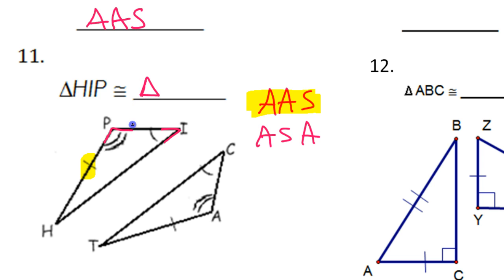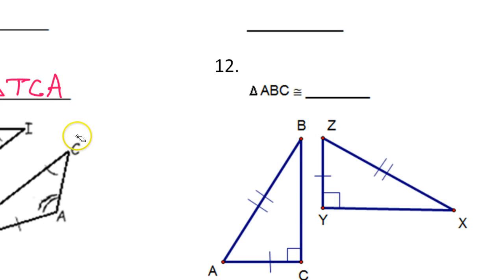Alright, so the congruency statement. Angle H is the blank angle, and that's angle T. And then angle I is the single, and that's C. And now we've done TC, that leaves A to complete the congruency statement.